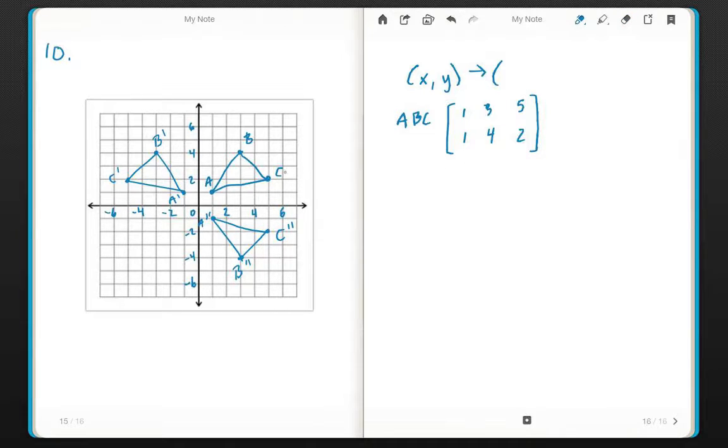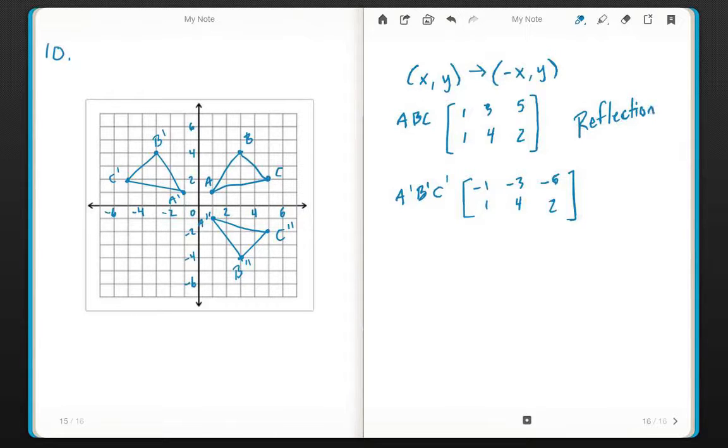And if I was to make a matrix containing the coordinates for the new image after the first transformation, I would see something that looked like this: negative 1, 1, negative 3, 4, and negative 5, 2. Those are the coordinates of the new points. So all that's happening is the previous x's are becoming negative and the y's are staying exactly the same. So the first transformation is simply a reflection across the y-axis.